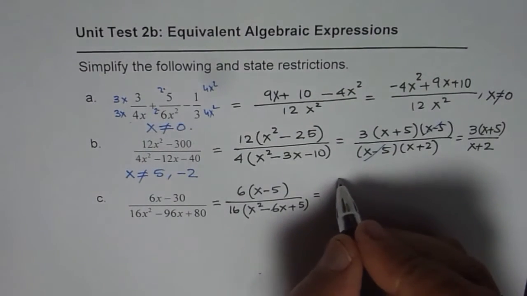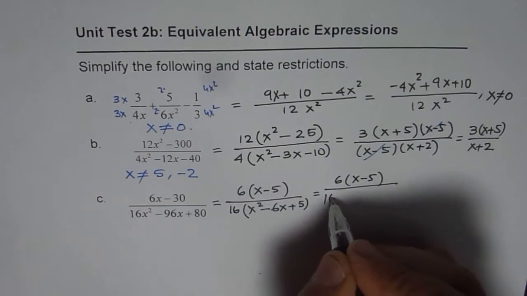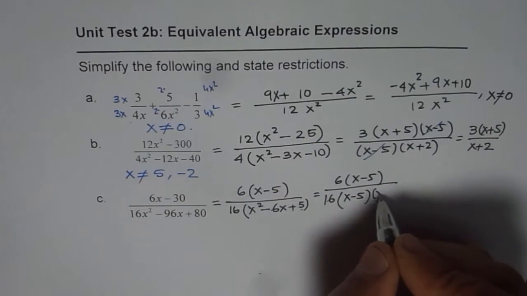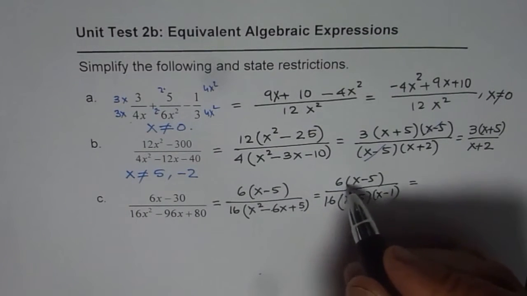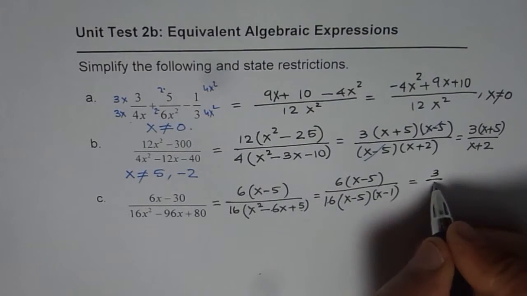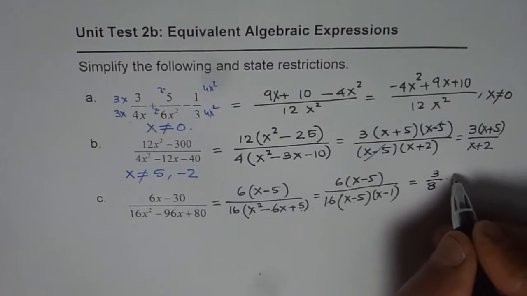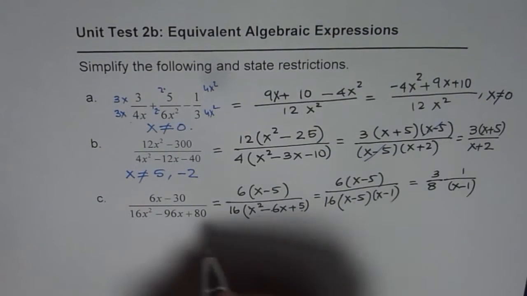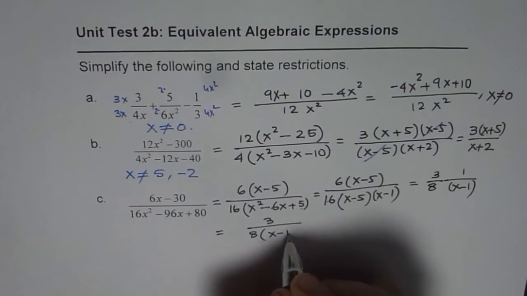Now you can factor the denominator. Numerator: 6 times x minus 5. Denominator you have 16. We'll simplify it later. 5 and 1. So x minus 5 times x minus 1, correct? Let us simplify. Both can be divided by 2. So you get 3 over 8. x minus 5 and x minus 5 cancel out. So times 1 over x minus 1, right? So that is what it is. Or you could write this as equal to 3 over 8 times x minus 1, right?